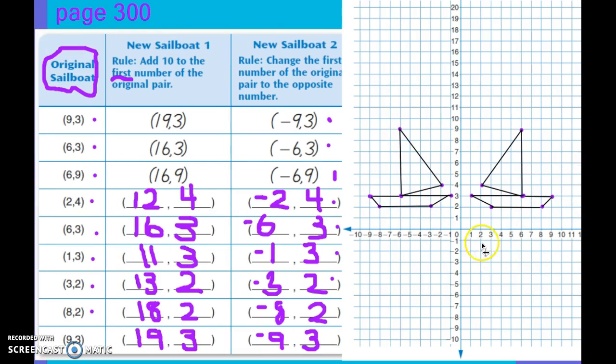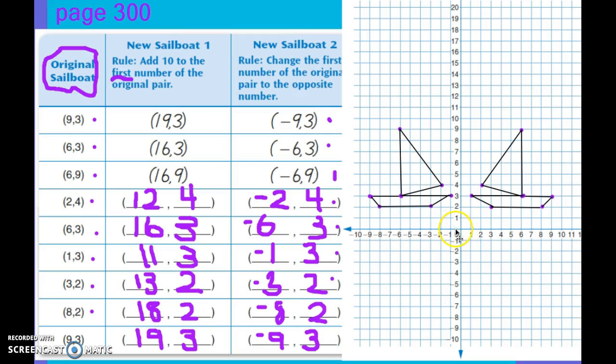And so this is a reflection. It's like we have a mirror here. We're seeing the reflection of the sailboat by changing our first number in the ordered pair to its opposite, from a positive into a negative. And so you'll continue to do that with some other sailboat examples.